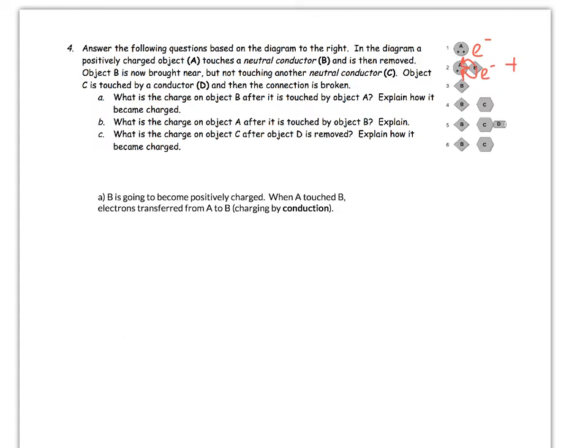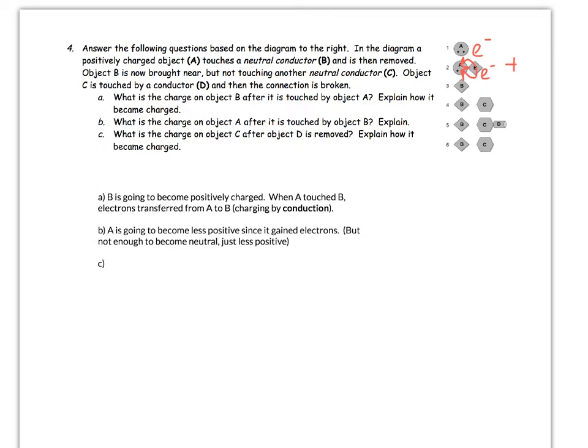Question B asks what's the charge on A after it's touched by object B? And so we know that A is going to gain some electrons, so it's going to become less positive. However, it won't actually get to the point of being neutral, and it certainly won't get to the point of being negative, because as B loses electrons to A, B is going to become more and more positive, and so the electrons are going to be less likely to transfer to A, because A is not as positive as it was before, and B now is relatively positive, so the electrons are a little bit happier being over with B.